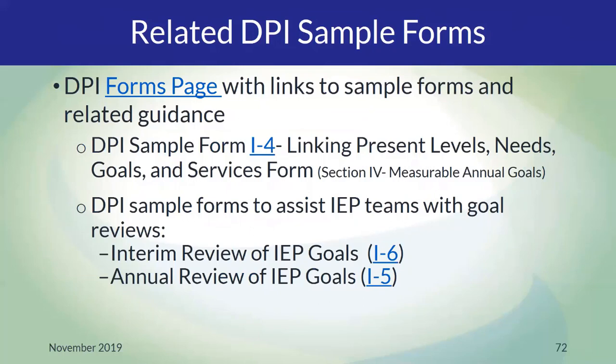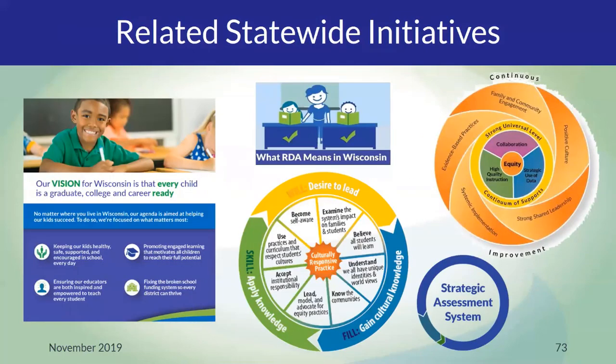If you want to look at some information on the DPI forms page on our sample forms, there's some links on this page that really give you some specific guidance related to the I-4 linking form, as well as the interim review of IEP goals, which is the I-6, and the annual review of IEP goals, I-5. So in our sample forms guide, there's specific additional directions. On this slide are links to a number of related DPI initiatives aimed at these intents. When you click on each picture, it will take you to the web page for that initiative.